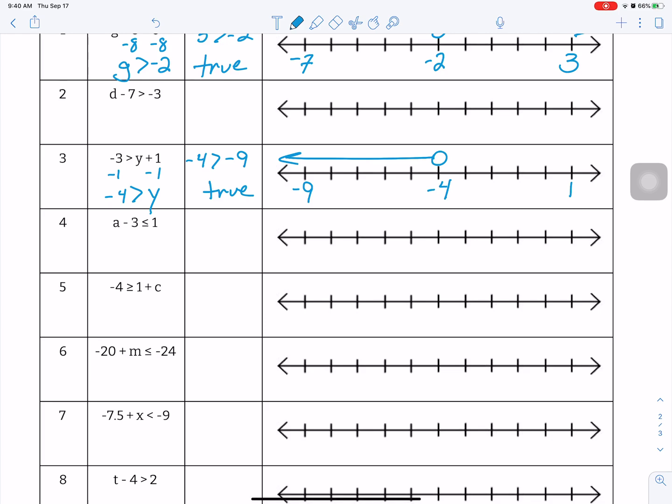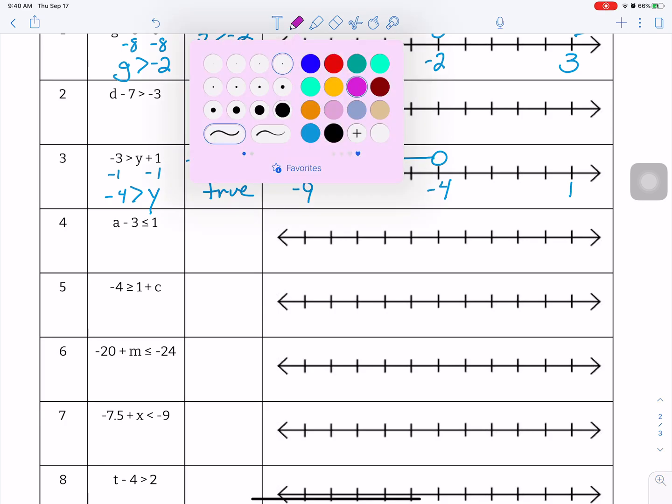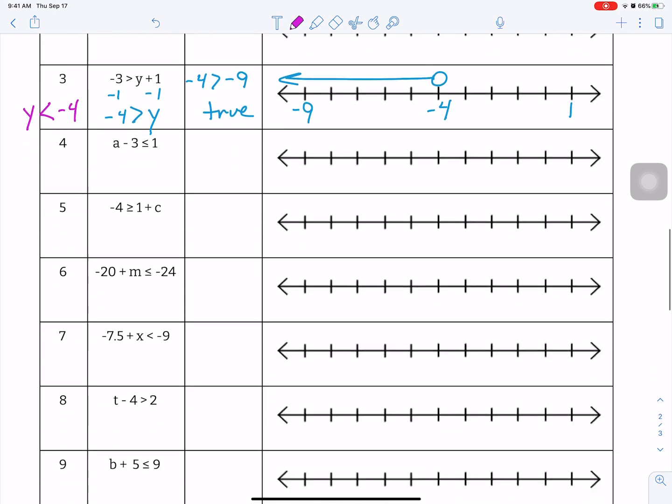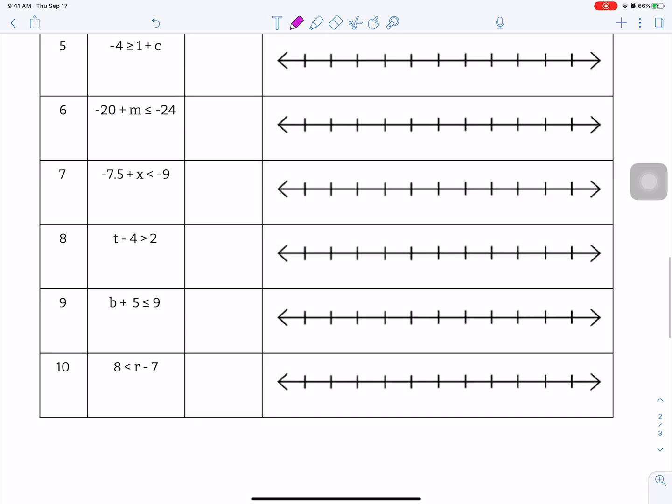Sometimes it's confusing for people when it's on the other side of the equal sign. If you want to rewrite that, I would put my y and my negative 4 and look at my original equation. It's pointing to the y, so I need to be able to write it where it's still pointing to the y. Your job is just to go ahead and finish these and then check your answers with the classwork.